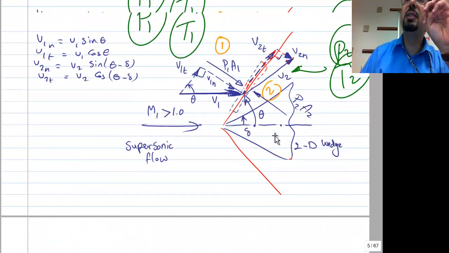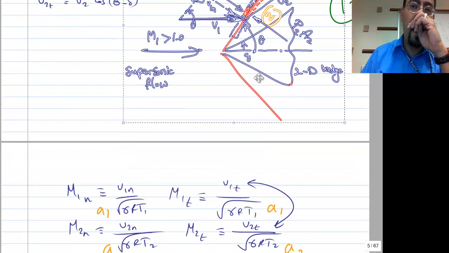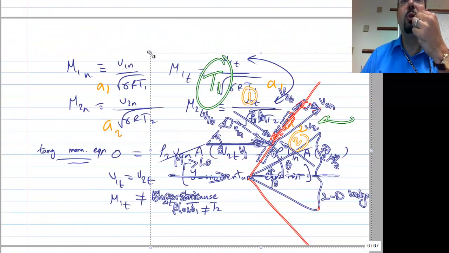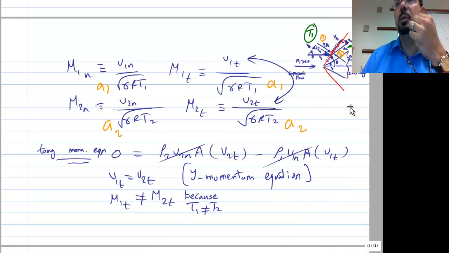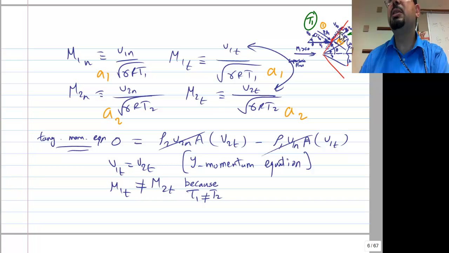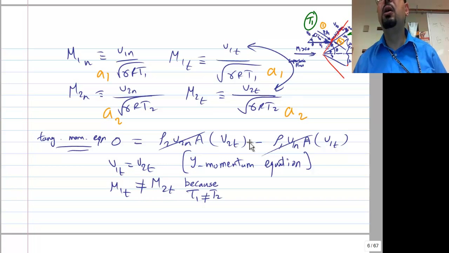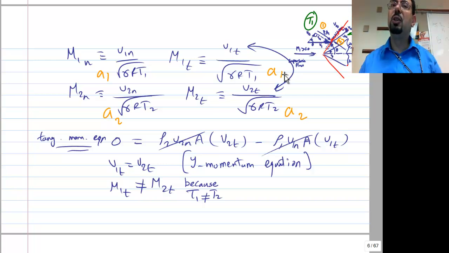So we would write the momentum equation over here. First we write the tangential momentum equation, which is in the direction along the shock line. There is no pressure force along the shock line, because the edges are so thin, and P1 and P2 are all normal. So when you write the tangential momentum equation, you get zero forces.